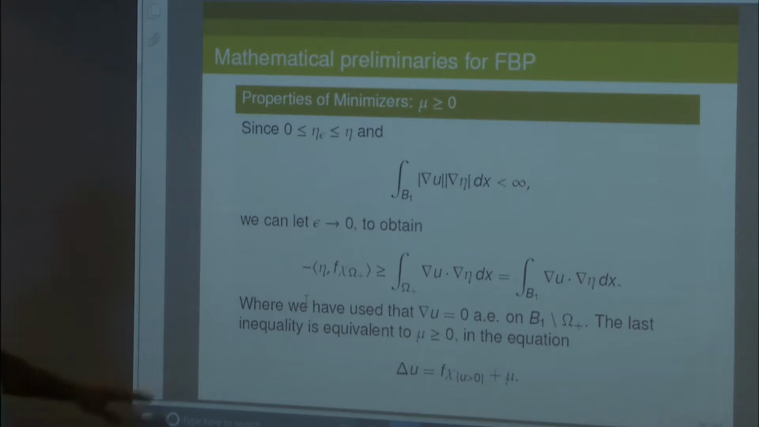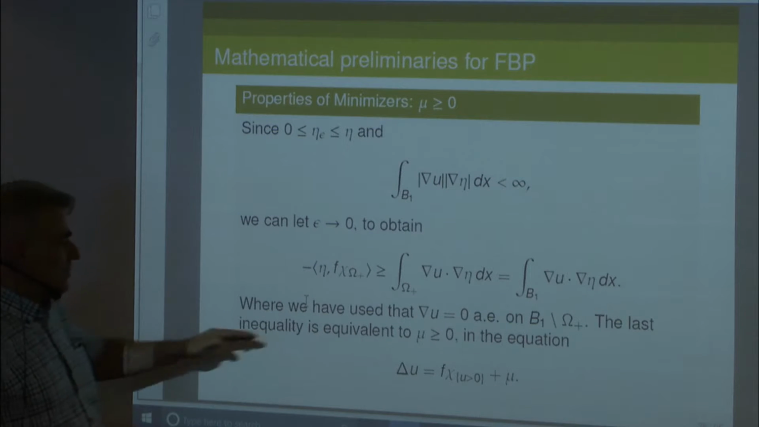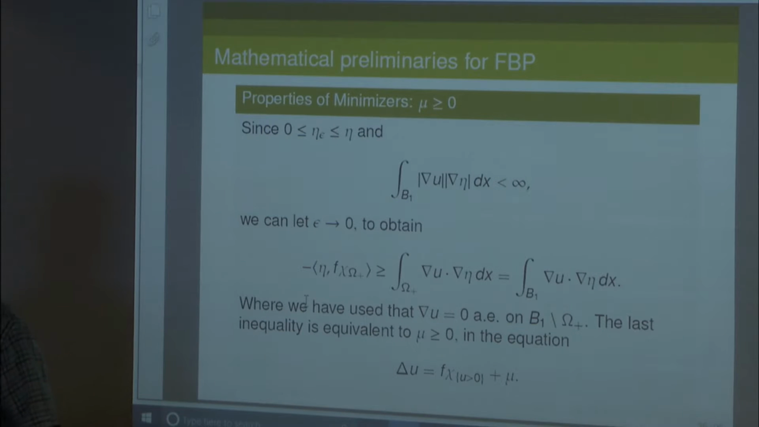And this is what you're going to get. You're going to get this inequality. And we have also used that the gradient of u is 0 almost everywhere in the set omega plus complement. Okay? Because u is 0 there, so it means gradient of u has to be 0 almost everywhere. Not everywhere, but almost everywhere.